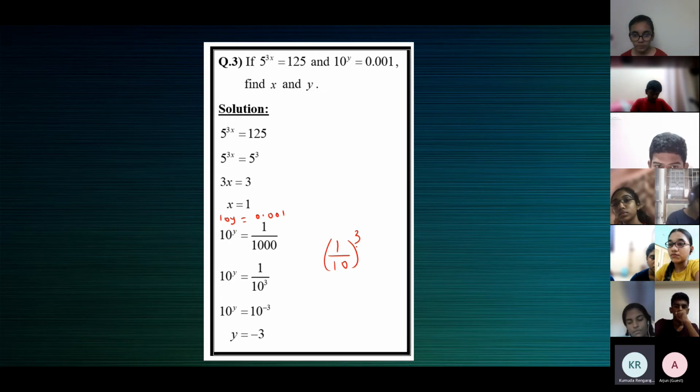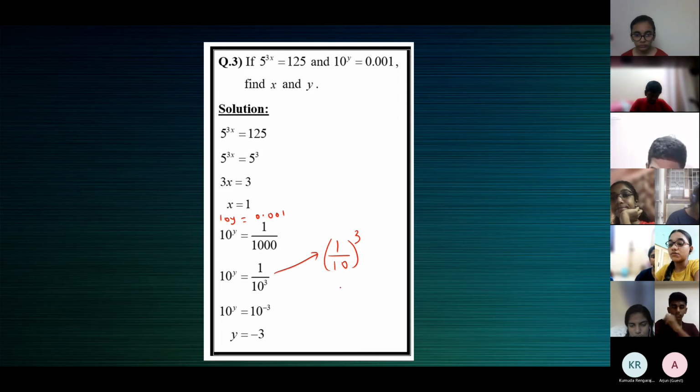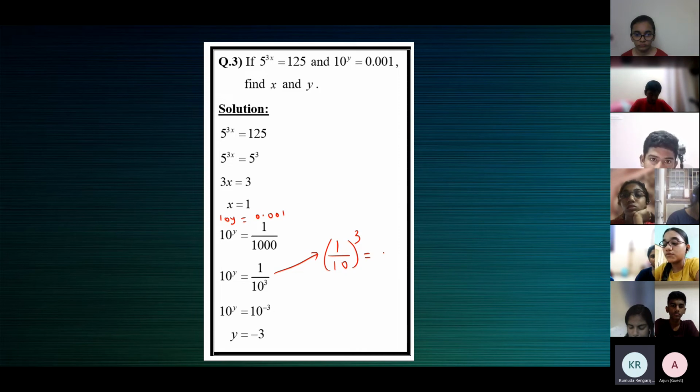Because 1 cubed is 1, 1 by 10 the whole to the power 3 is also 1 by 10 the whole power 3. So now how do you write the equivalent? Reciprocal of the base, negative of the power. That's how you get 10 to the power minus 3. You should write the equivalent in the next step.